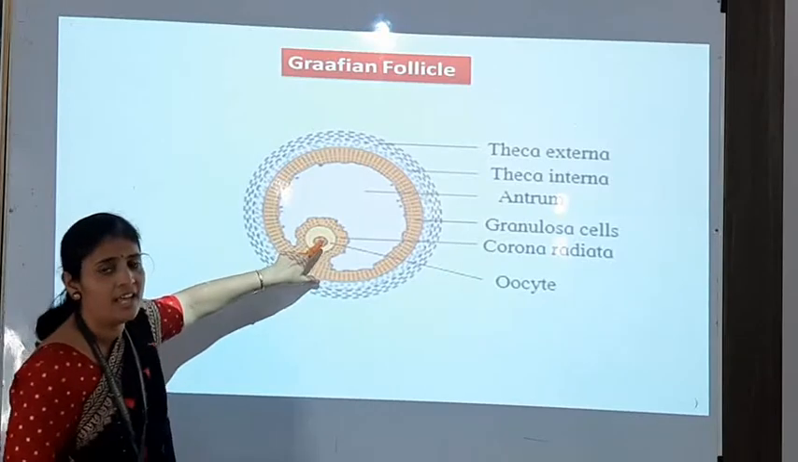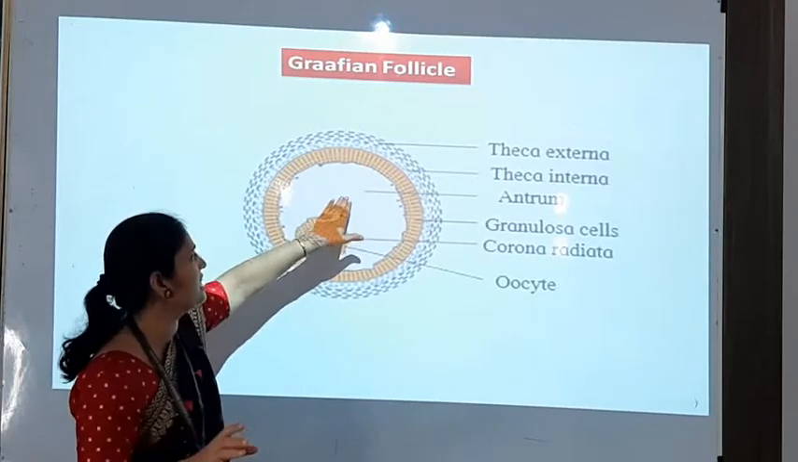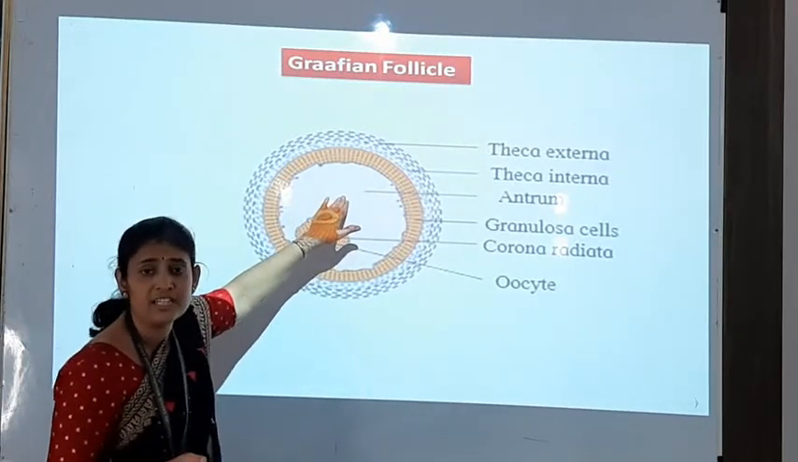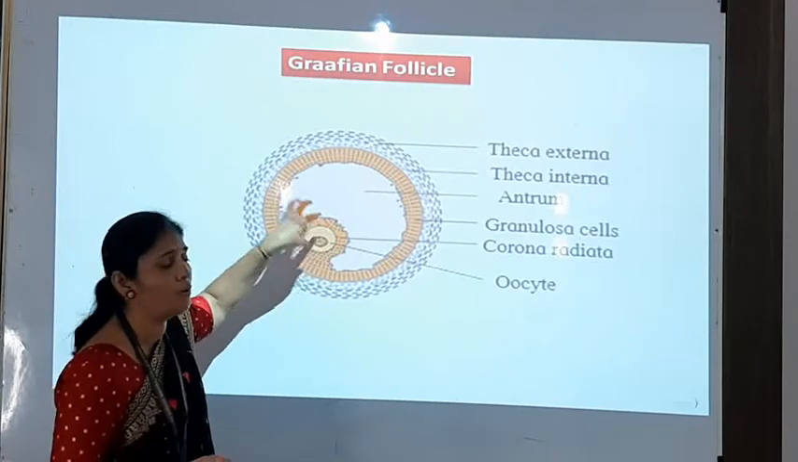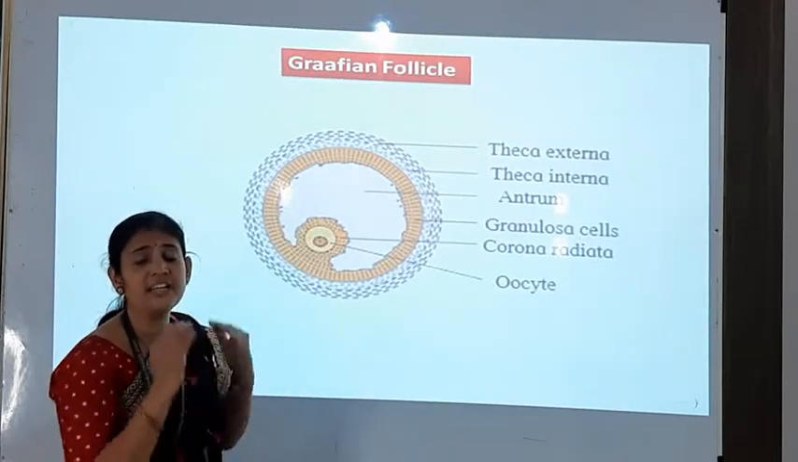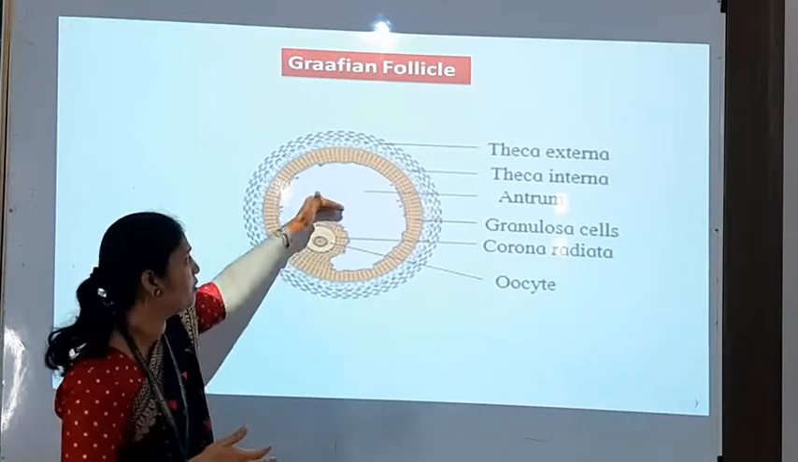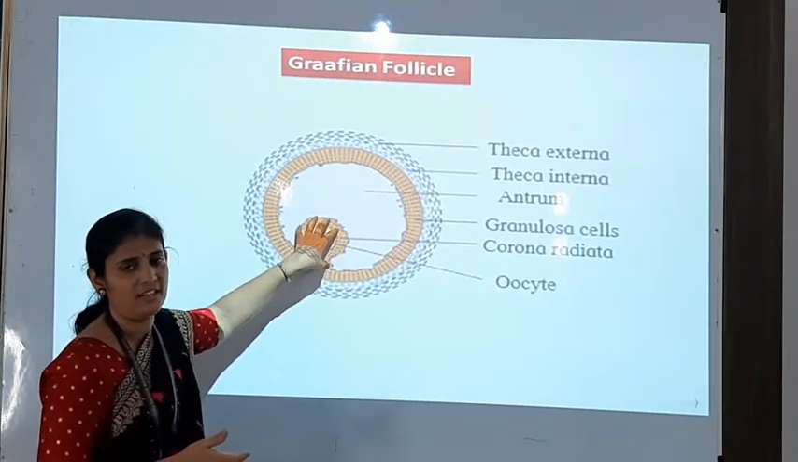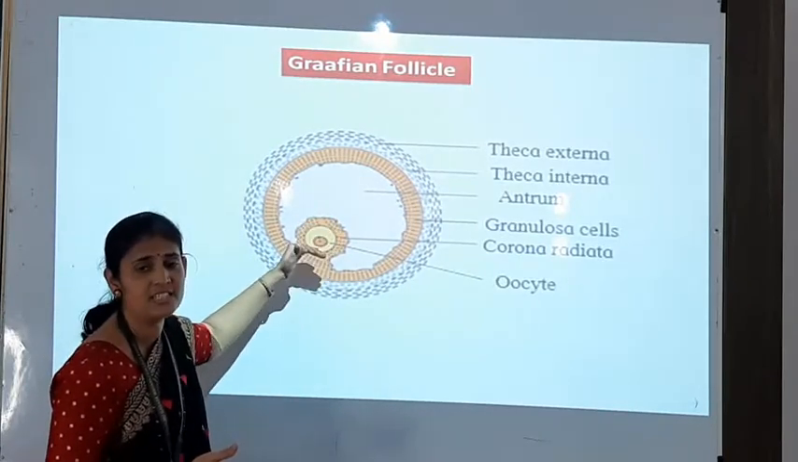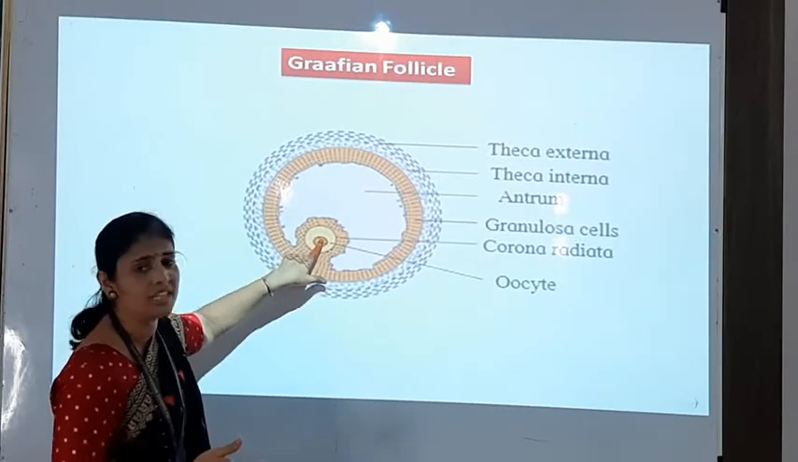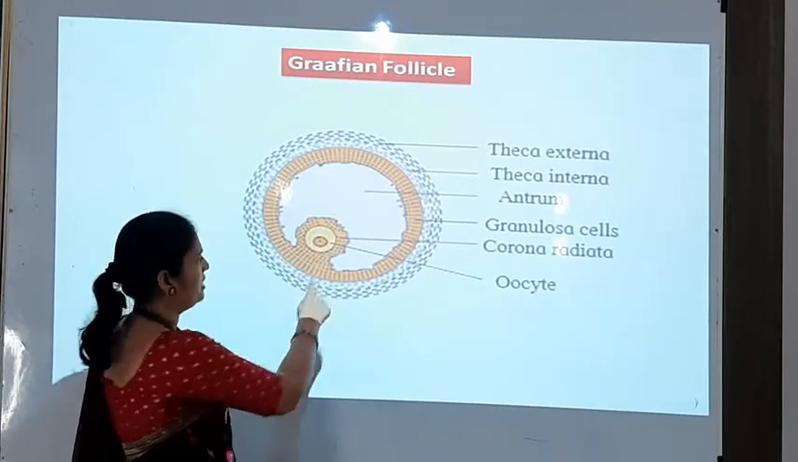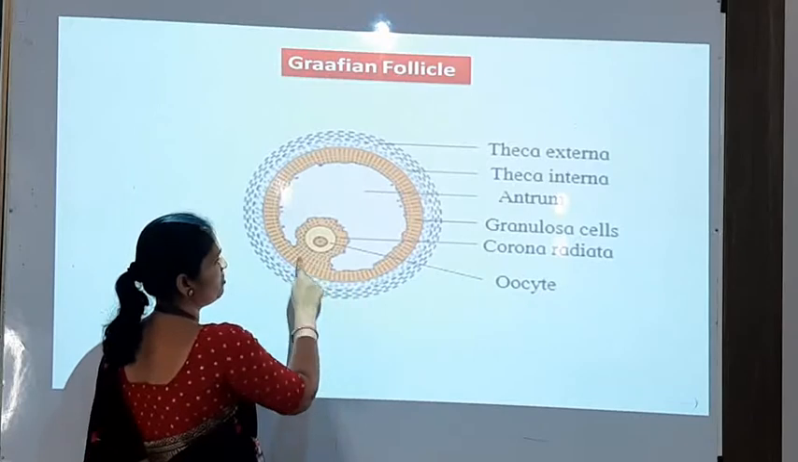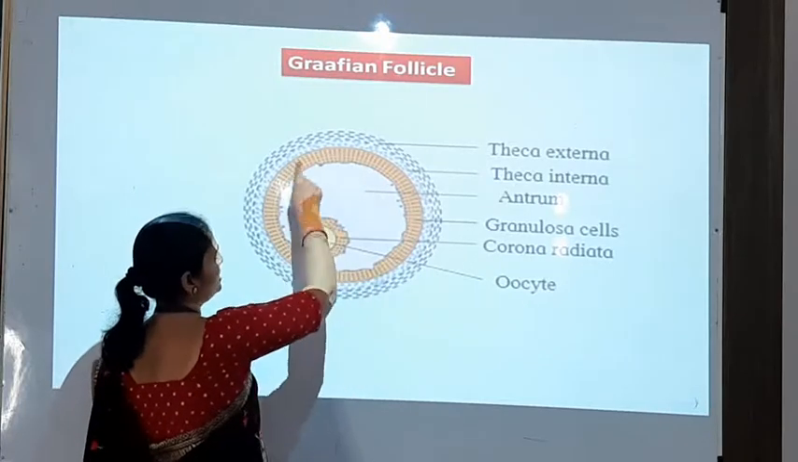You can see here this oocyte is not present in the center but it is present away from the center, and therefore it is called an eccentric secondary oocyte. And this oocyte is surrounded by these granulosa cells. You can observe here these yellowish orange colored cells.